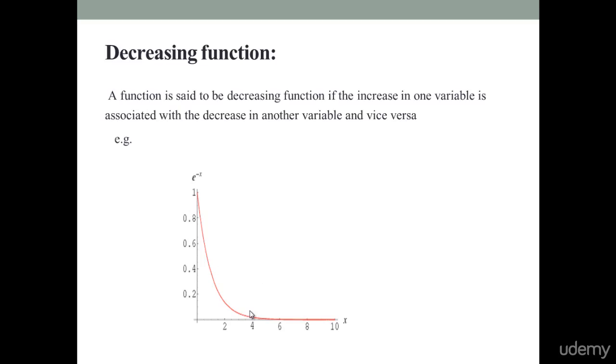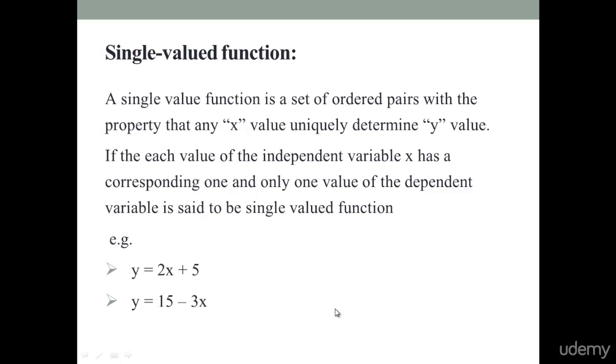What is a decreasing function? A function is said to be a decreasing function if the increase in one variable is associated with the decrease in another variable and vice versa. Downward slope shows the decreasing function. You can see the downward slope, it is called a decreasing function. Okay. Now we discuss what is a single valued function.